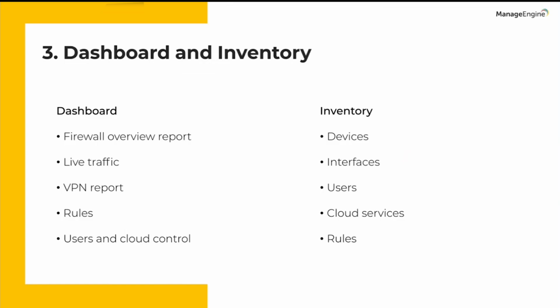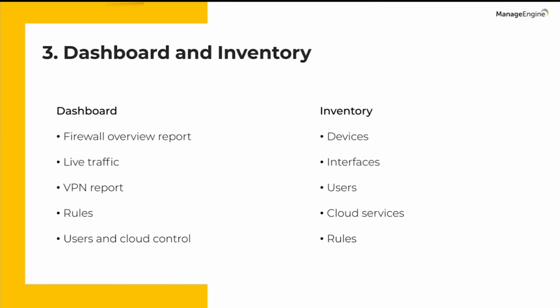a VPN report which provides the active VPN user list and the VPN usage details, and we also get access to the users, rules in the cloud services, where you get an overview of all the rules in the firewall, users, cloud services accessed by the users. And the inventory report, on the other hand, is an individual device based report which gives a status on devices where each firewall device is configured in the firewall analyzer.